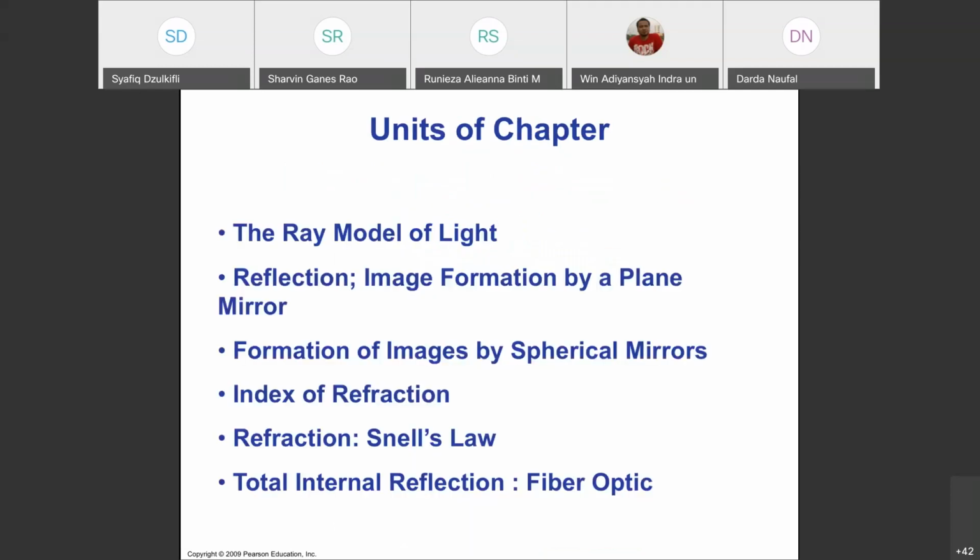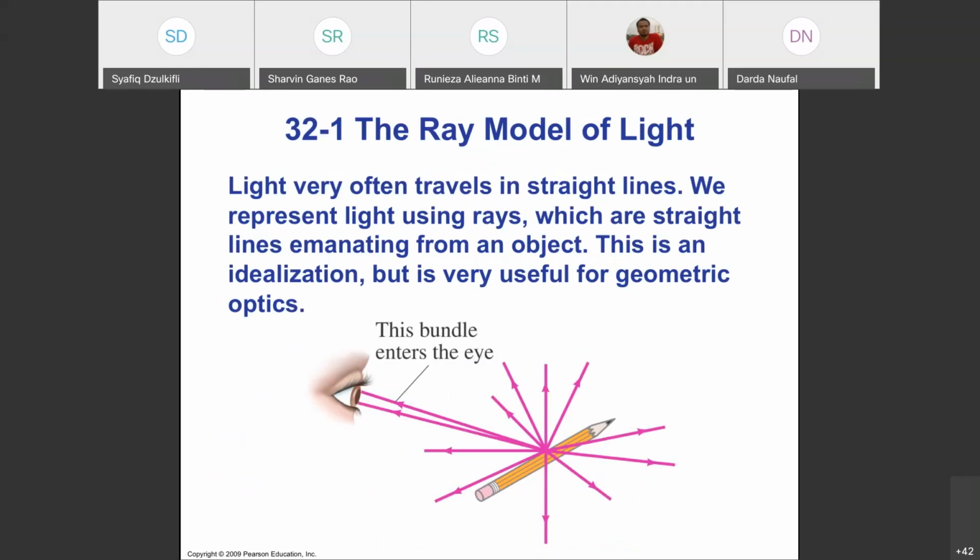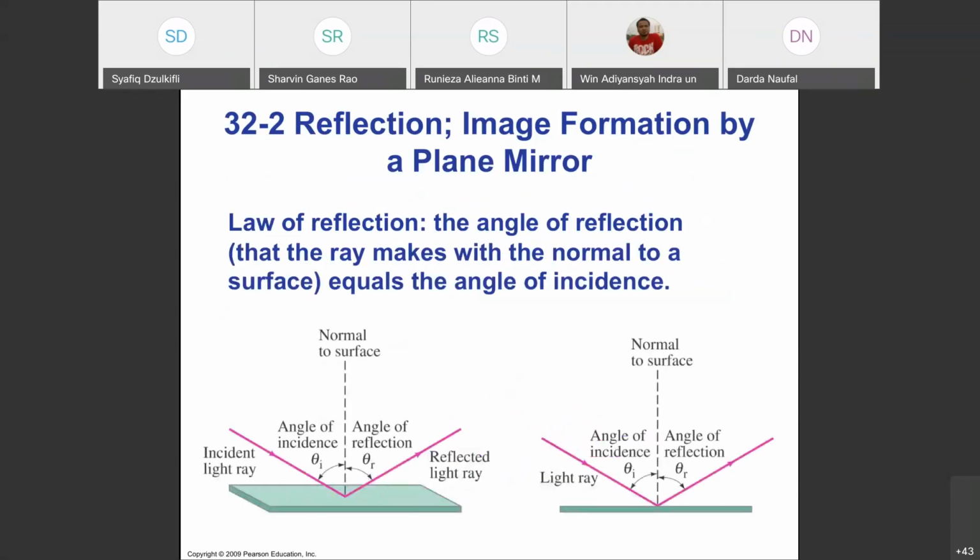This is the unit of the chapter. First one, ray model of light. Light very often travels in a straight line. We represent light using rays, which are straight lines emanating from an object. This is an idealization, but it is very useful for geometric optics. I want to emphasize this one: reflection.